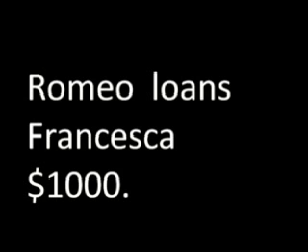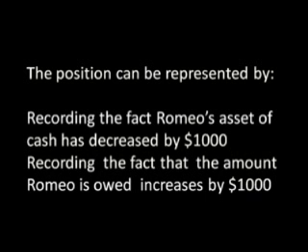Consider the type of transaction that these early bankers were familiar with. Romeo, a banker in Venice, lends Francesca $1,000. Romeo now reviews his position. His asset of cash has decreased by $1,000. However, he also has an asset that represents how much he is owed, and this has increased by $1,000. There has been a transfer of assets.